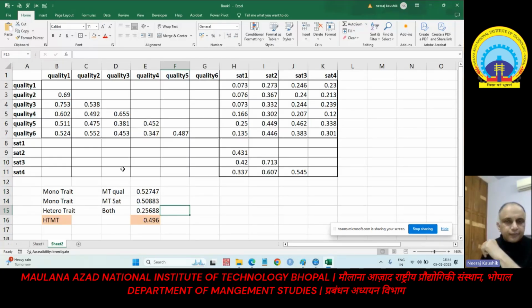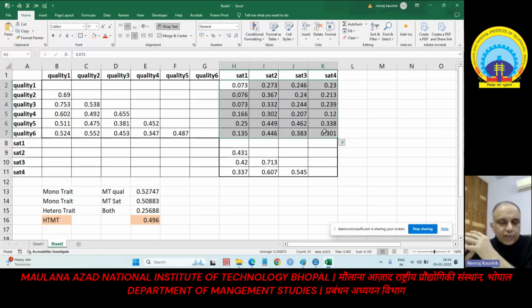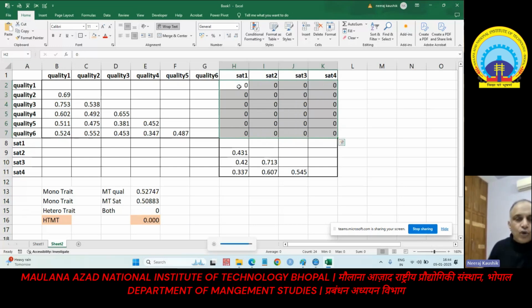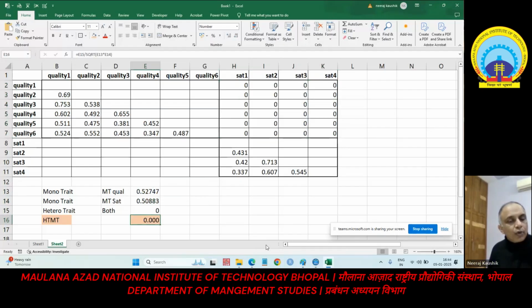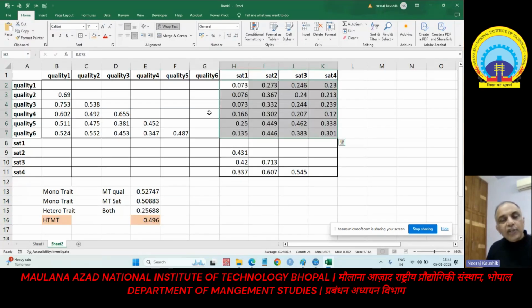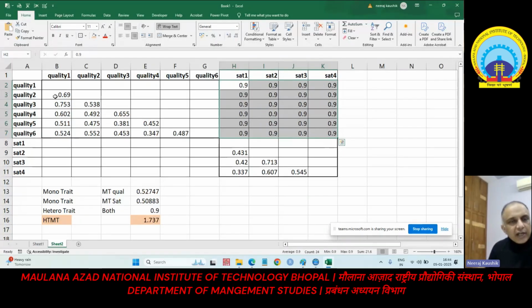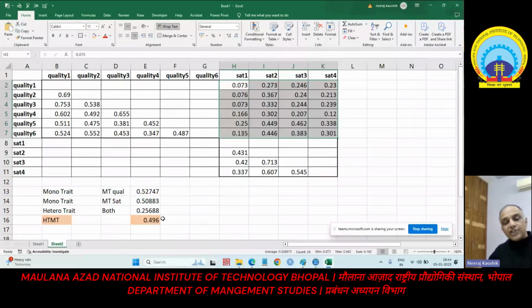What is HTMT? Heterotrait means cross. Two constructs should have a high correlation or a low correlation? Ideally, if they are totally disconnected and all the cross values are exactly 0, what will the overall HTMT be? 0. Okay. If their correlation is extremely high, something like 0.9 for all the values, and the within-construct values are low, what will happen? HTMT will be very high. So number one, a lower HTMT is better.